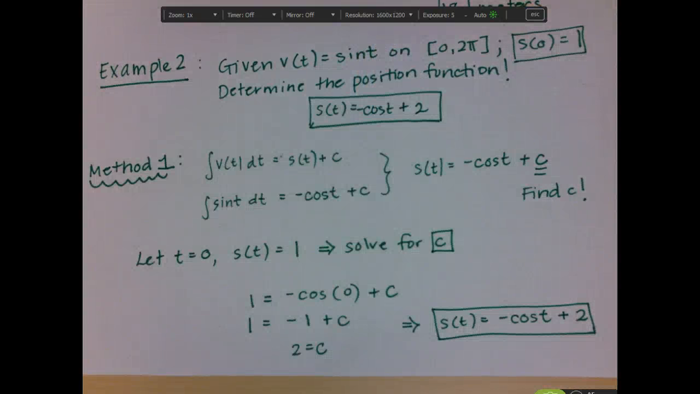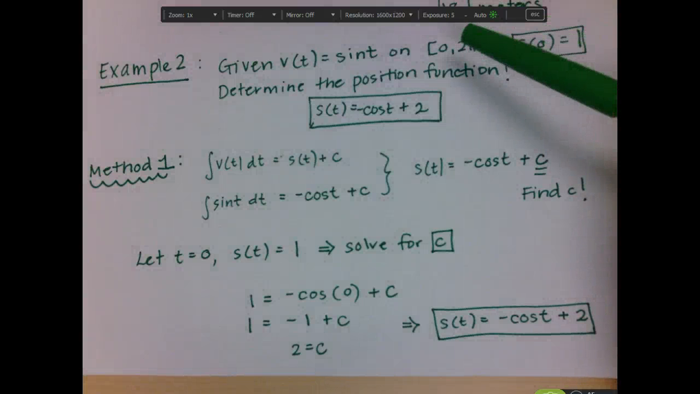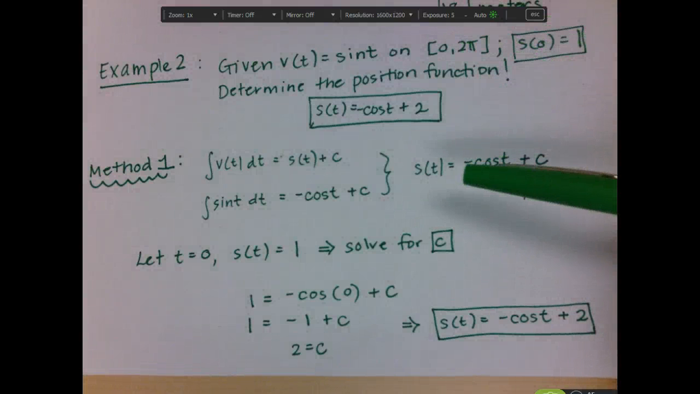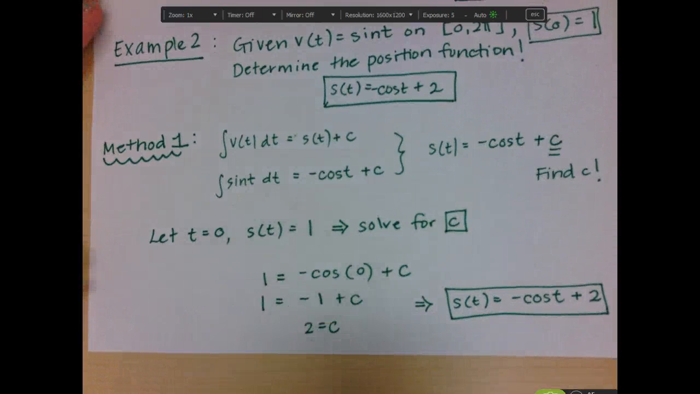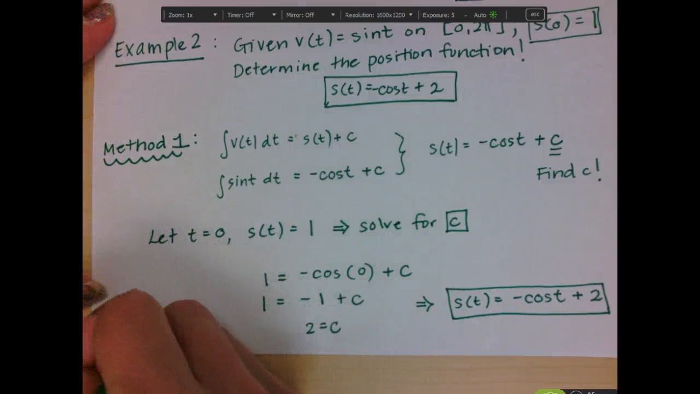Okay, so that's the goal of this type of example. Now you may also be given the acceleration function and be asked to first find velocity using this method and then find position using that same method. So let me quickly just talk about method 2.